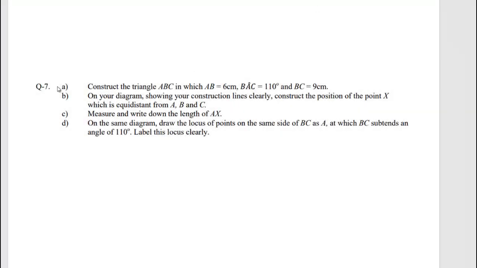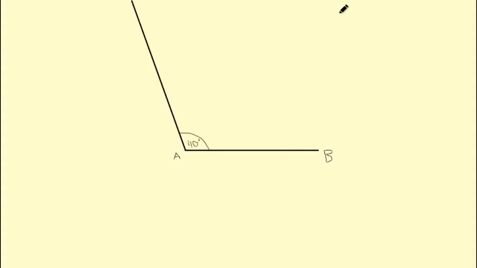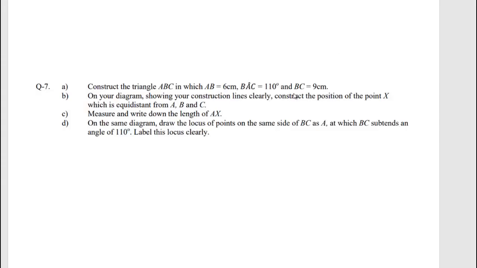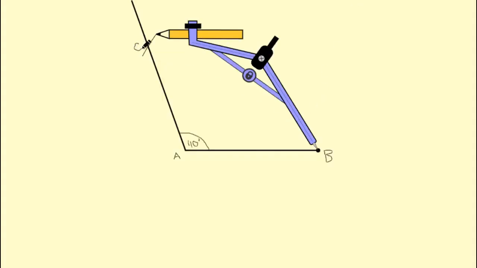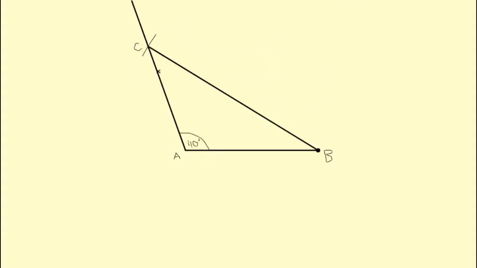In this question, part A, we have to draw triangle ABC with this given information. AB is 6 cm and angle BAC is 110 degrees. BC is 9 cm, and this is the triangle.